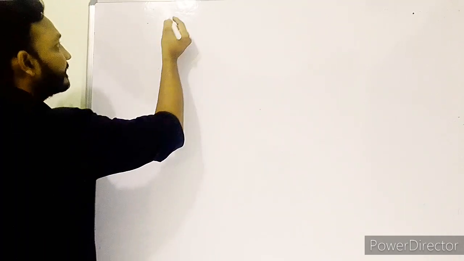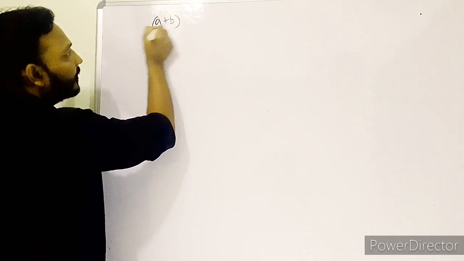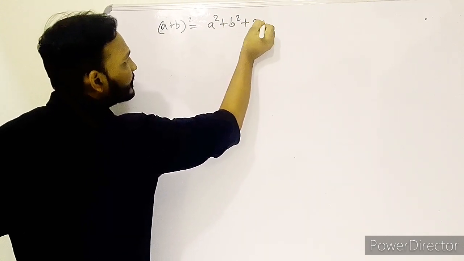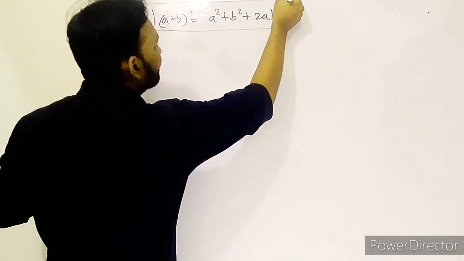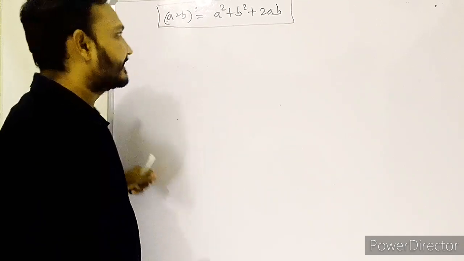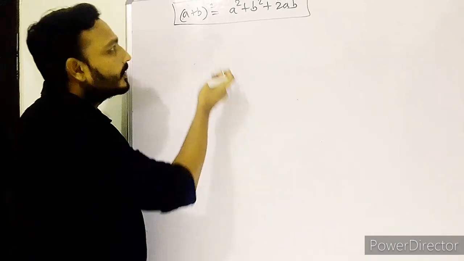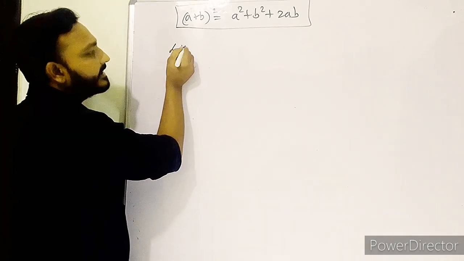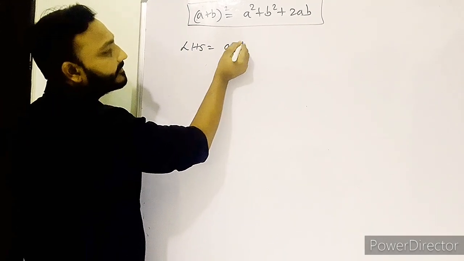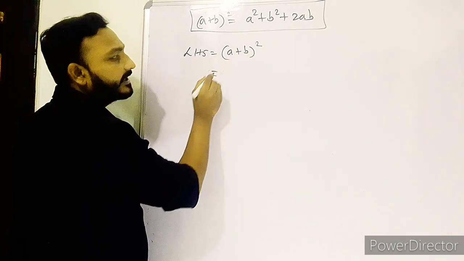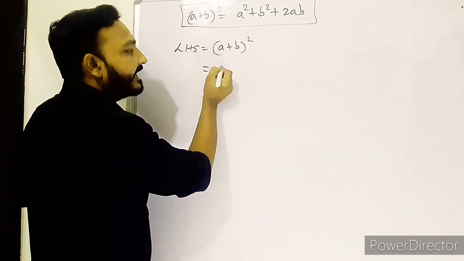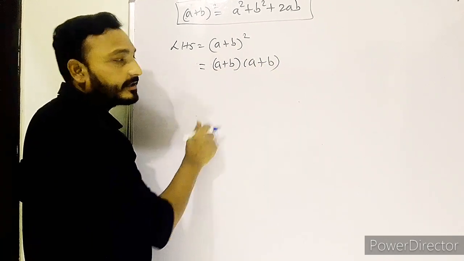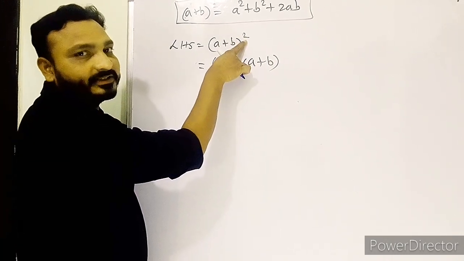First identity, (a plus b) whole square equals a square plus b square plus 2ab, is a very basic algebraic identity. If someone asks you to prove this identity algebraically, then you can start with LHS. LHS is nothing but (a plus b) whole square equals (a plus b) in one bracket, (a plus b) in second bracket, because of this square.